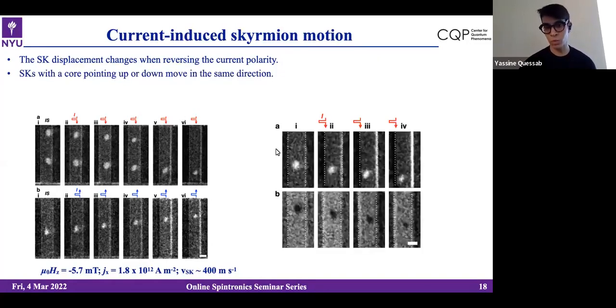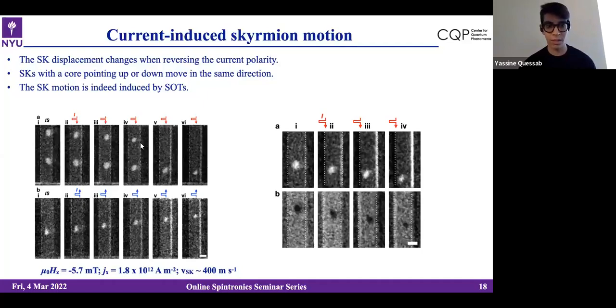Now let's look at skyrmions with the core pointing up or down. After sending a positive current pulse, you can see that in both cases the skyrmions move downward and in the same direction. That confirms that the skyrmion motion is indeed induced by spin-orbit torques, and these are Néel-type skyrmions. These MOKE images were taken in 5 nanometer thick cobalt gallium tantalum, and that corresponds to a velocity of about 400 meters per second.